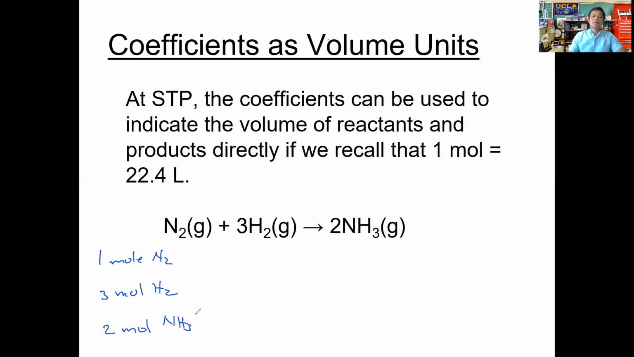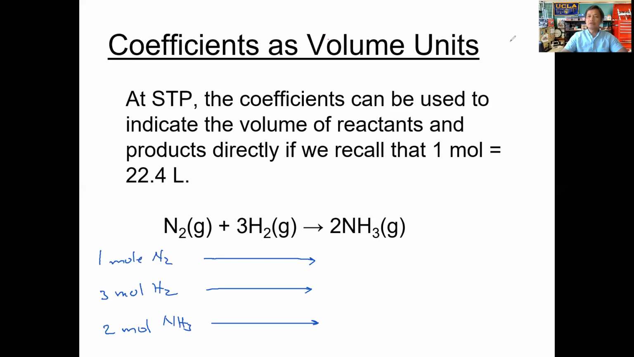However, we want to be able to obtain volumes from this. Hopefully you remember the conversion factor we will need. We can't get volumes directly from the balanced equation, so we have to convert in very much the same way we had to convert with masses. However, these are volumes, I'm sorry. So with that said, what do we have to do?